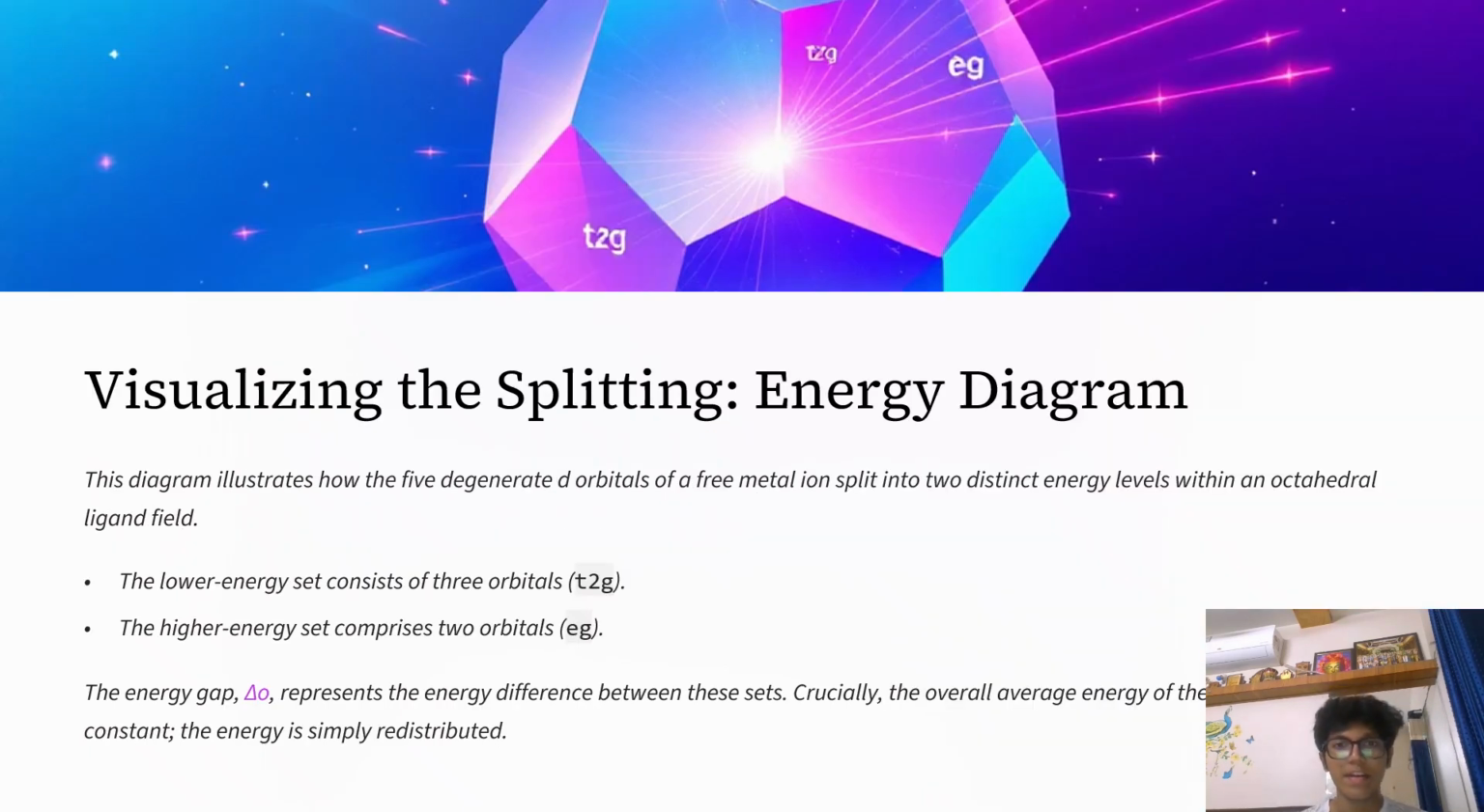Visualizing the splitting energy diagram, the picture is showing the energy diagram of 5 orbitals. 3 are considered as a lower energy set and 2 are considered as a higher energy set.